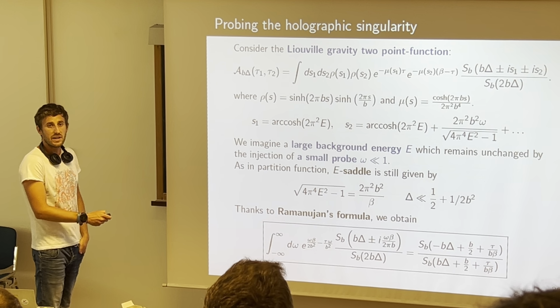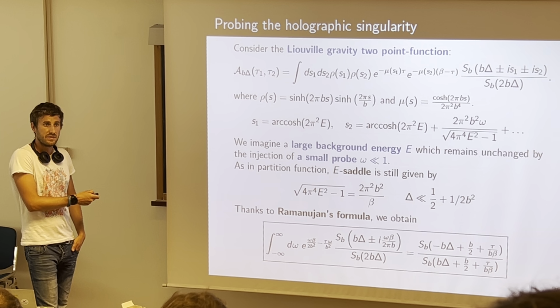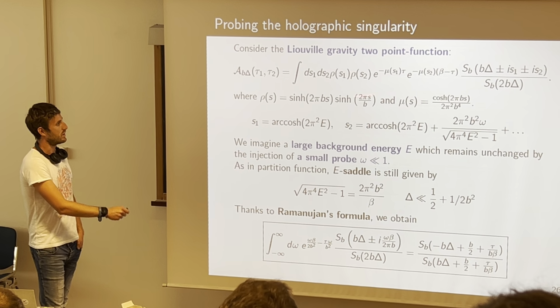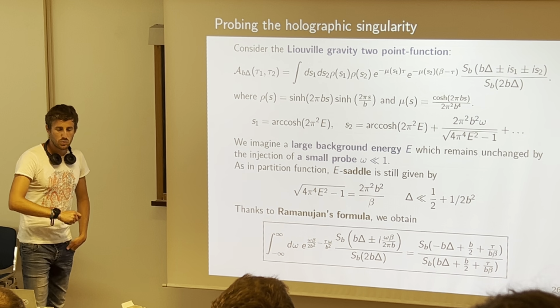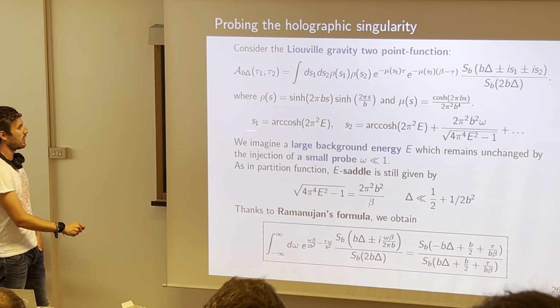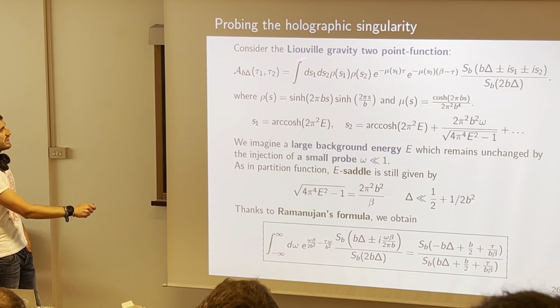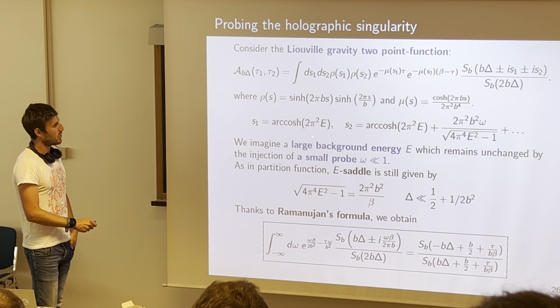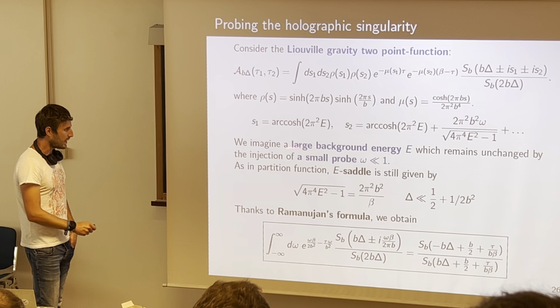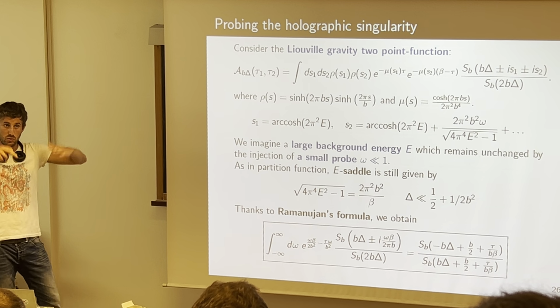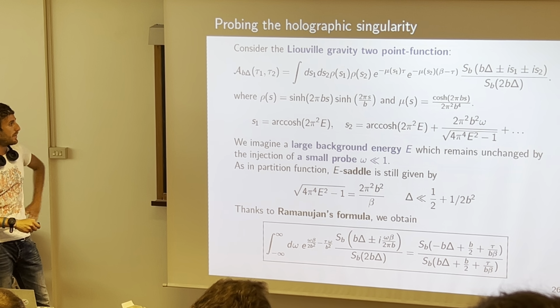Okay, we can take the bulk 2-point function in Liouville gravity, which takes this form, with these functions, and then we want to perform an approximation. So our approximation is that we want to do this change of variables, so this is given by a double integral in terms of the variables S1 and S2. So I want to do an approximation where I consider a large background energy, a large black hole energy E, because I want to go close to the boundary, so in the UV.